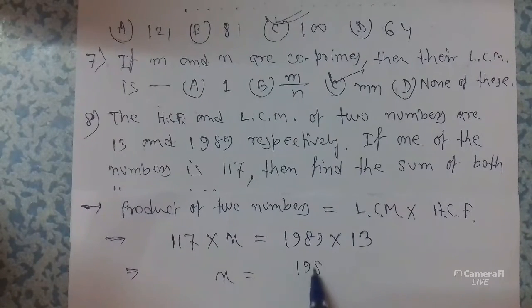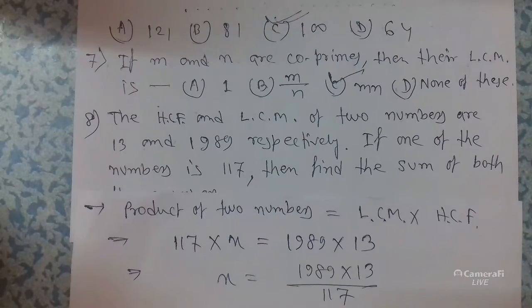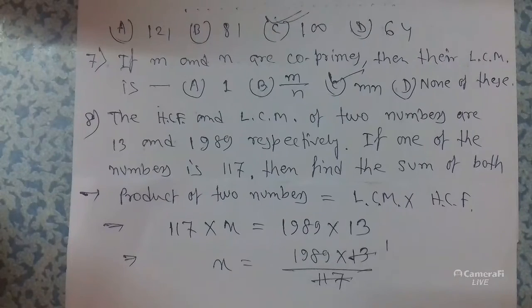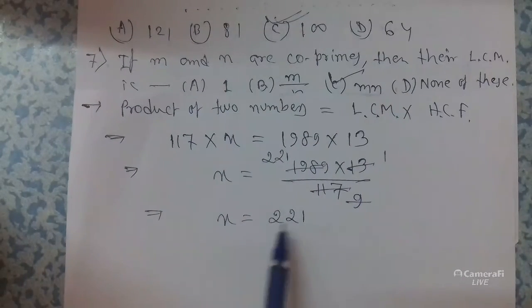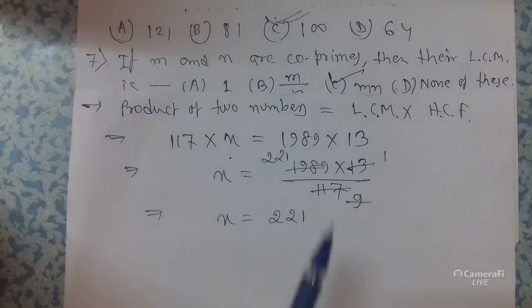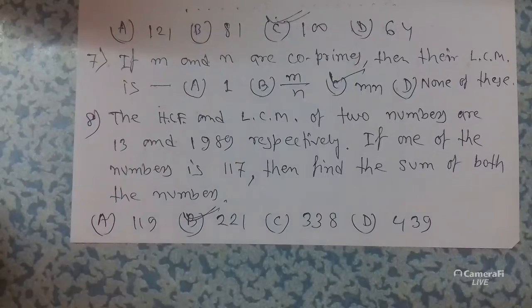So X is equal to 1989 into 13 by 117. Now we can divide 13 and 117 by 13. So 13 divided by 13 is 1, and 117 divided by 13 is 9. And we can divide 1989 by 9. So it will be 221. So X is equal to 221. So that means the value of X is 221 and X is the other number. So option B is correct.